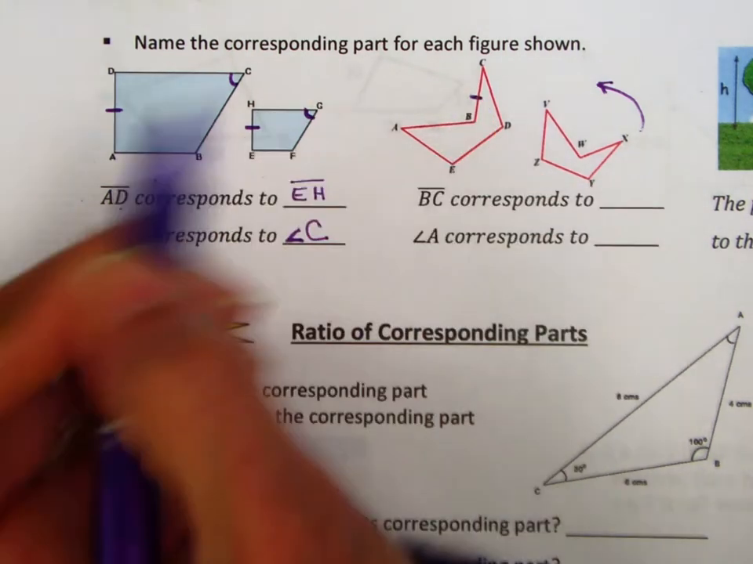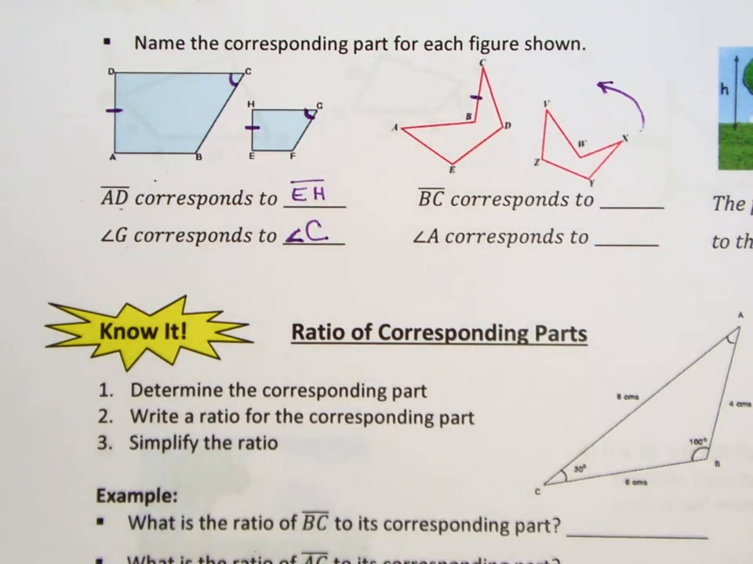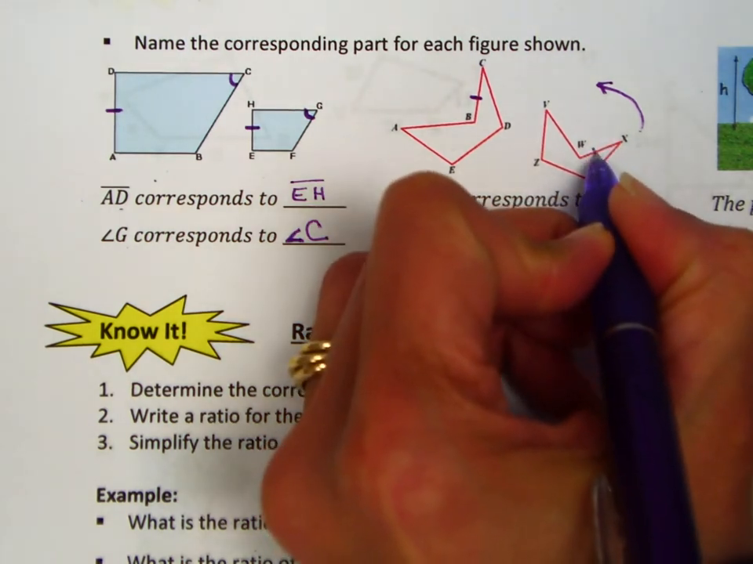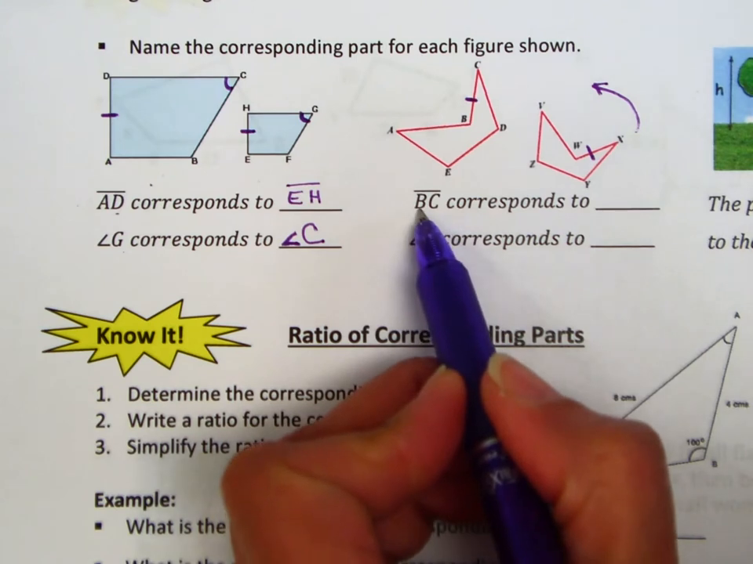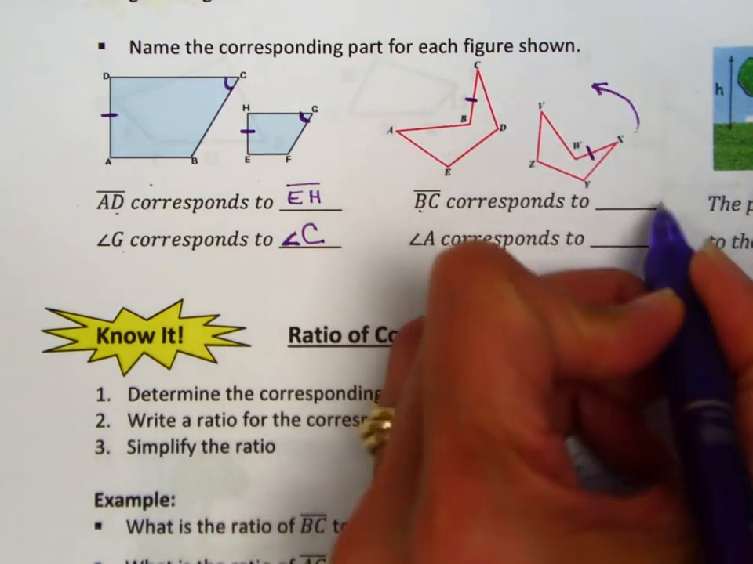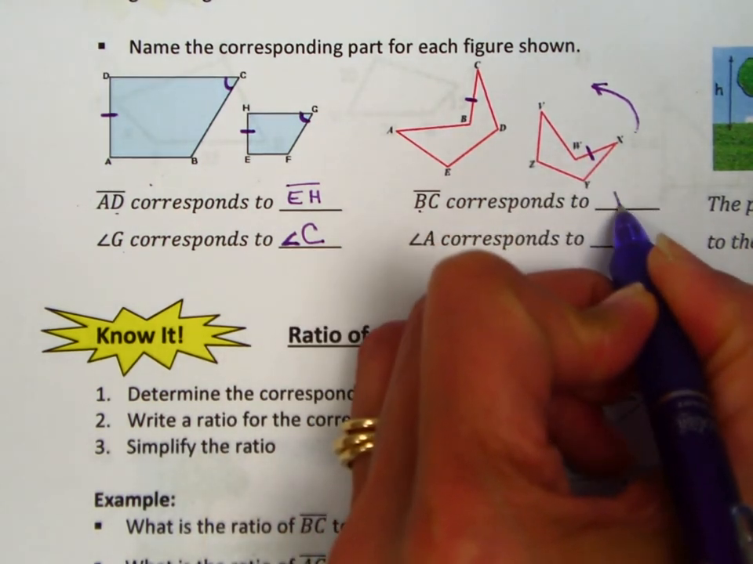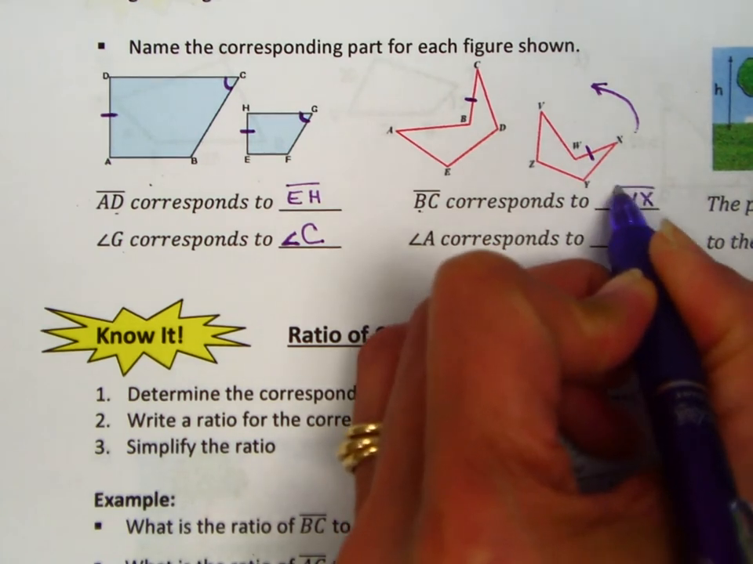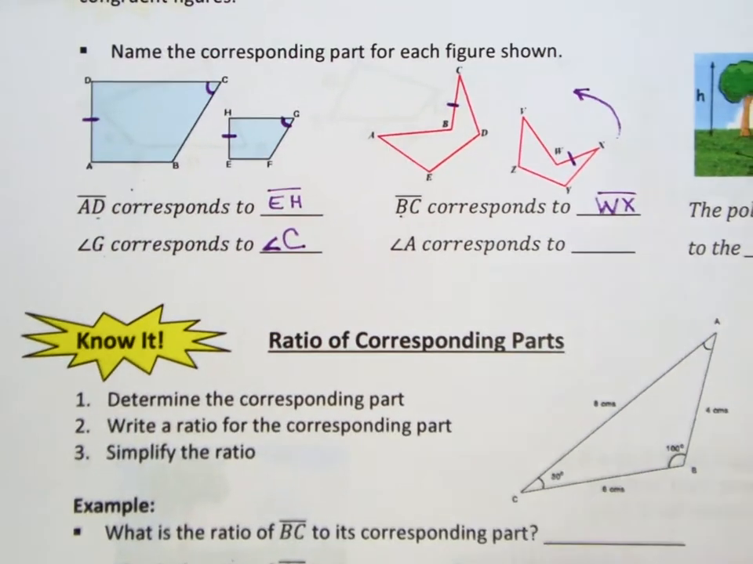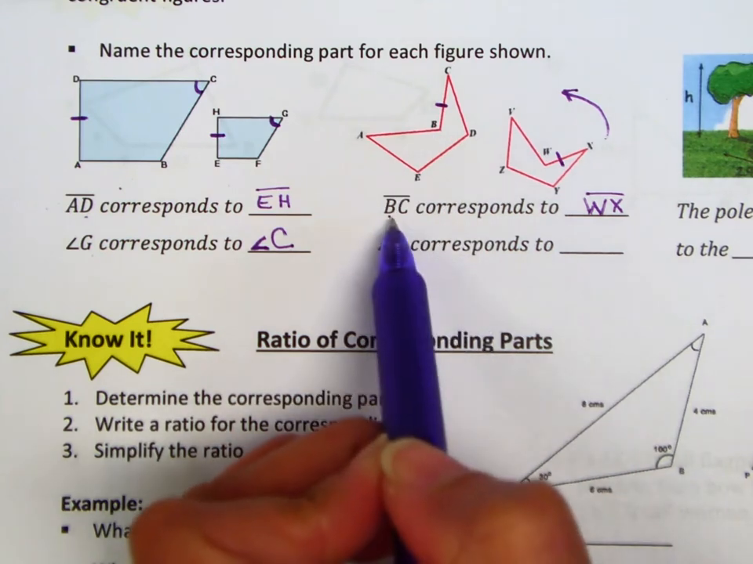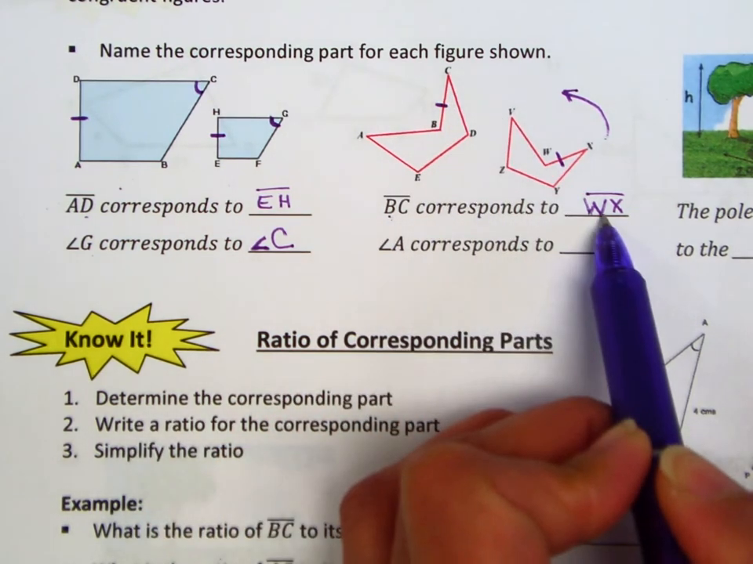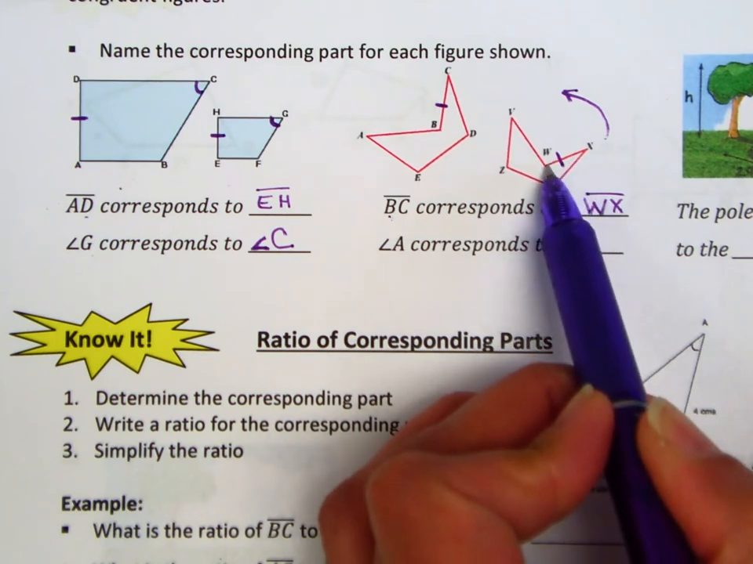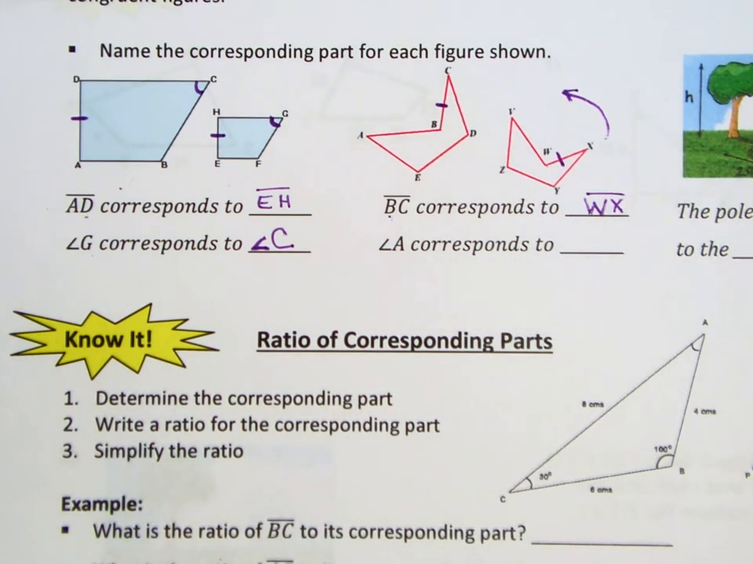Here, I need to find the corresponding part on my similar shape, and that is right here. So we know line segment BC corresponds to WX. And notice how the line segment is labeled BC from the center to the out. So when we label the corresponding part, we do the same thing from the center to the outside point.